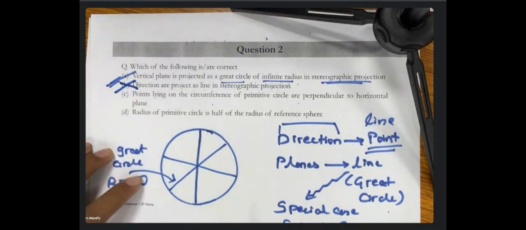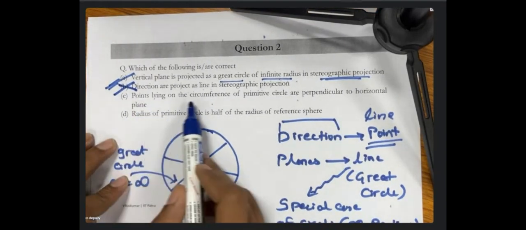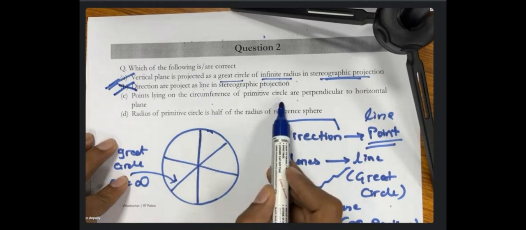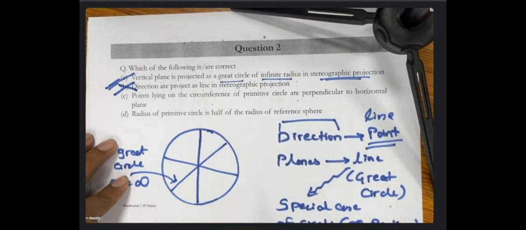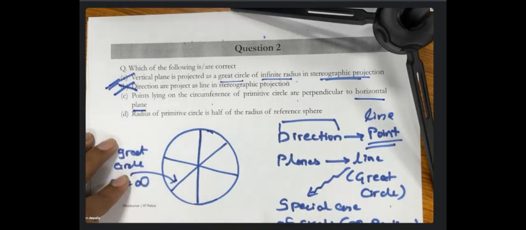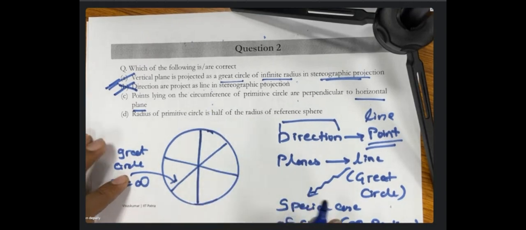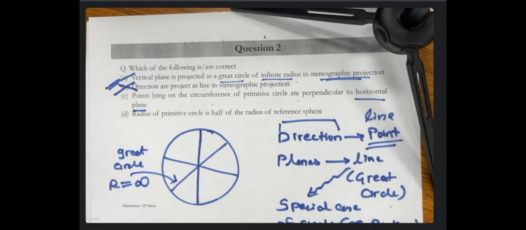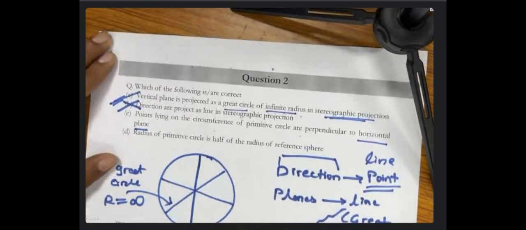Let's go to the third option now. The third option is telling that the points lying on the circumference of the primitive circle are perpendicular to the horizontal plane. So it's talking about the horizontal plane. We'll draw the horizontal plane in the primitive circle, take a point on its circumference, and see what the angular relation between them is. Okay, so let's take this page.